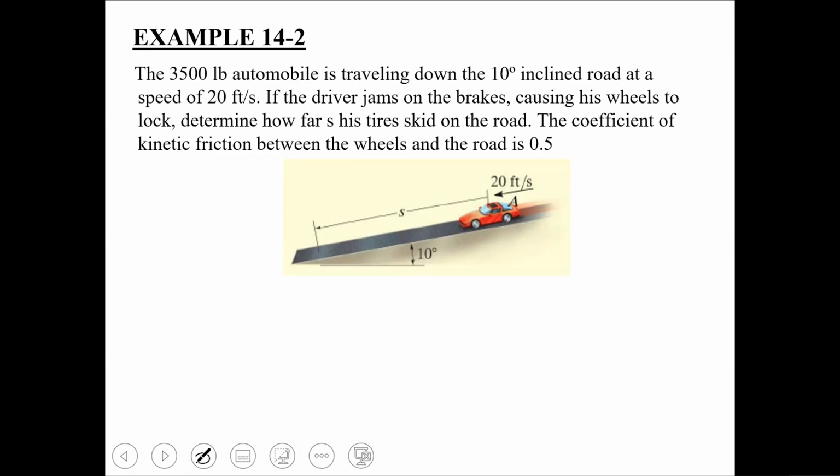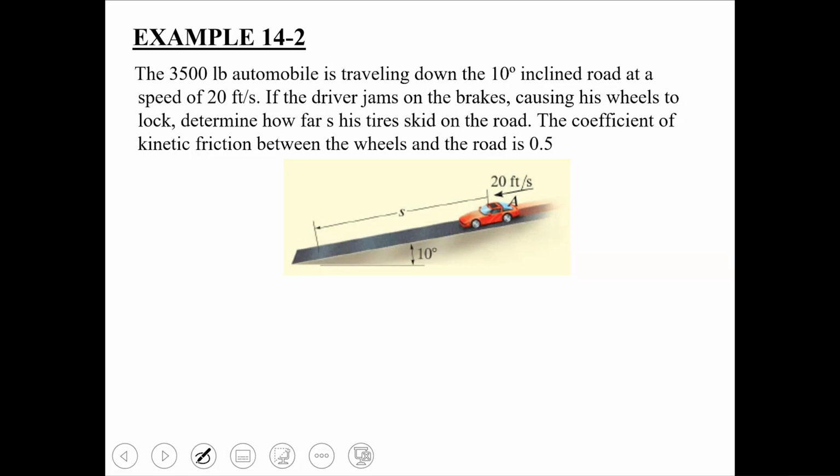an automobile which has a weight of 3,500 pounds and it is traveling down this 10-degree incline road at a speed of 20 feet per second. So this car is traveling down the incline at a speed of 20 feet per second. If the driver jams on the brake, so suddenly the driver pushes the brake pedal, causing his wheels to lock, the wheels of the car will lock and the car is going to skid on this road, and because of the friction between the tires and the road, the speed of this car is going to decrease until it stops.